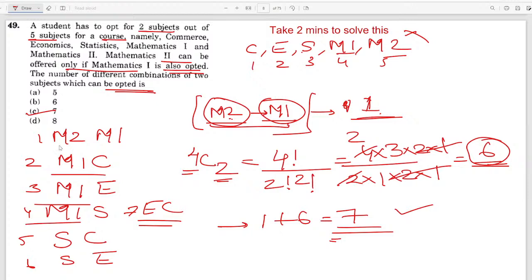But if there is M2, there has to be M1. This is the condition that they have given. But if there is M1, you can take any subjects. EC means commerce, economics, or statistics. But you cannot take M2. I have taken it separately here. I hope this is clear.